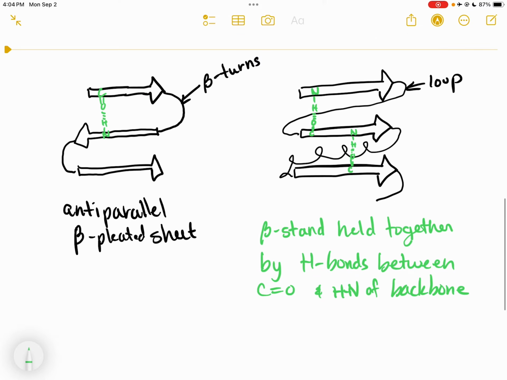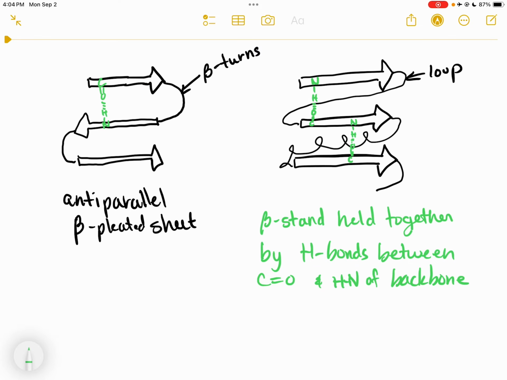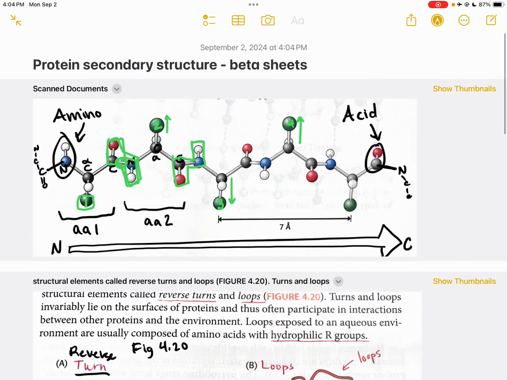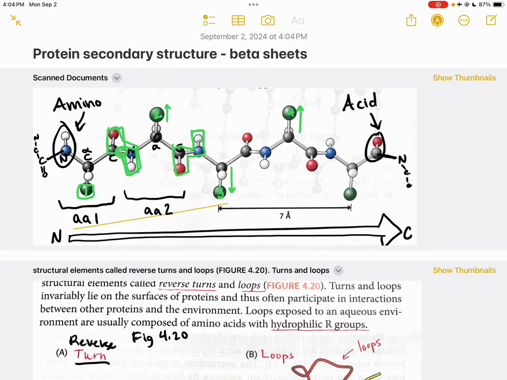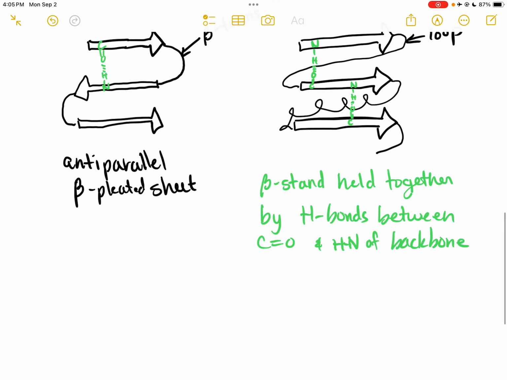So not any hydrogen bonding between the R groups. This is the backbone. And remember that the R groups are pointing up and down, completely away from the backbone. So these are the carbonyl group and the NH group of the backbone. See, this is the backbone. That's what I mean by the carbonyl and the NH of the backbone. Okay, so there's some important bottom line information you need to know about how the secondary structure is held together.